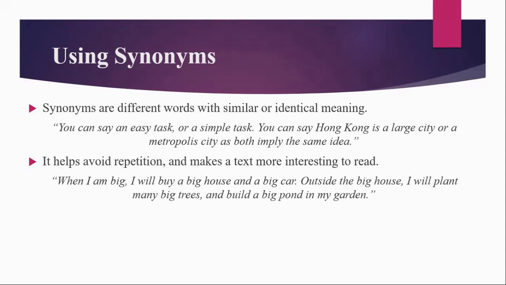So you can say a huge house and a big car. And outside my house, you don't need to repeat big here. I'll plant giant trees, right? And build a huge pond or a large pond in my garden. So if you compare what I have just said to the text that I have read before, you will find a huge difference, right?